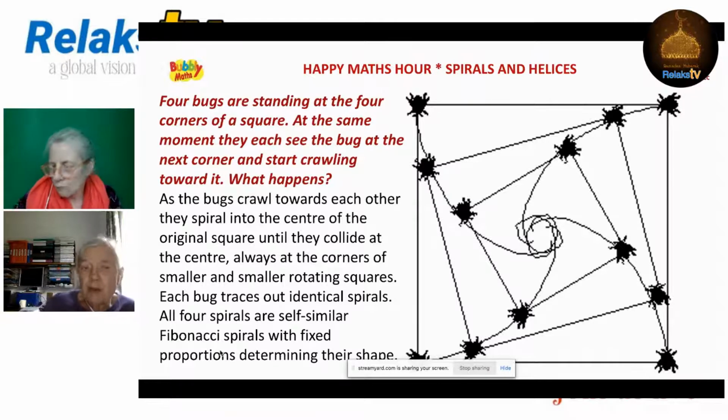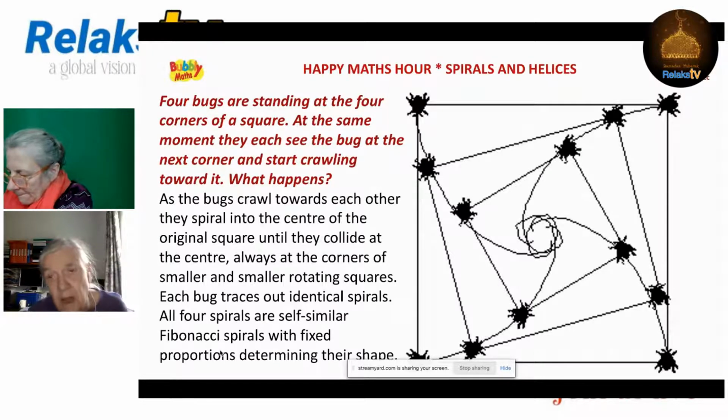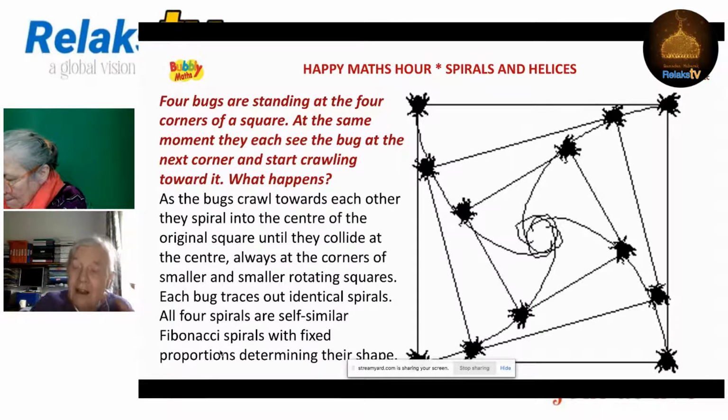So as the bugs crawl towards each other, they spiral into the center of the original square until they collide at the center. And they're always at the corners of some square, but the squares that they're at the corner of at any instant are getting smaller and smaller as they move inwards towards the center. It's fascinating, and just imagining it, I find, is a very worthwhile activity. Just doing my best to imagine it.